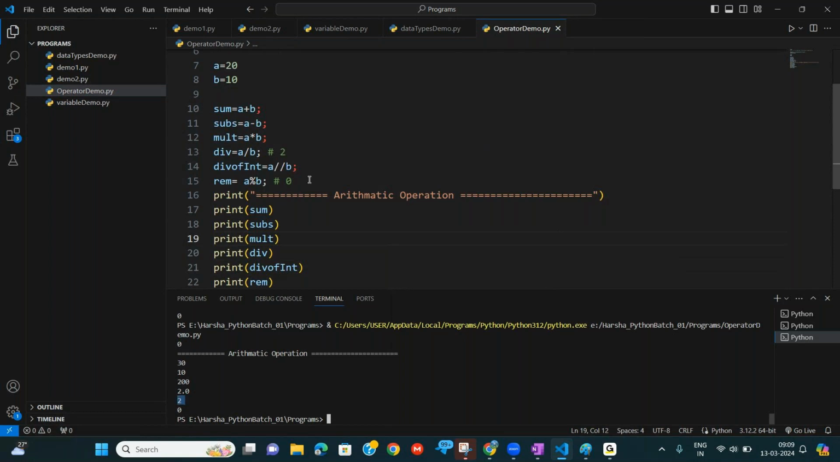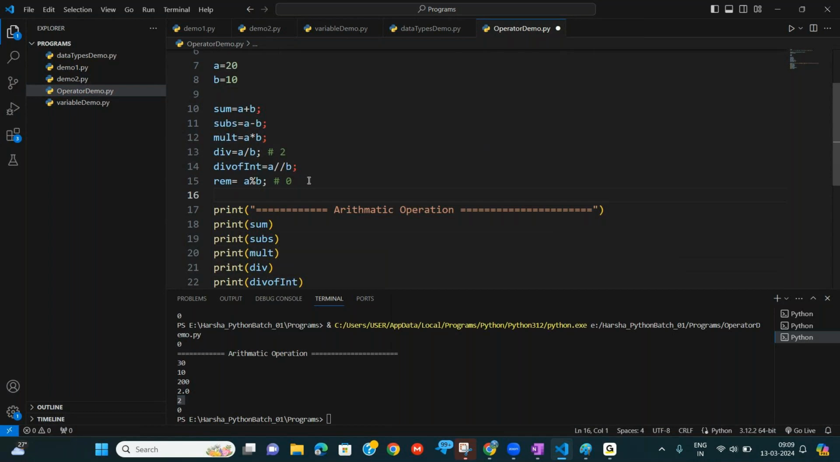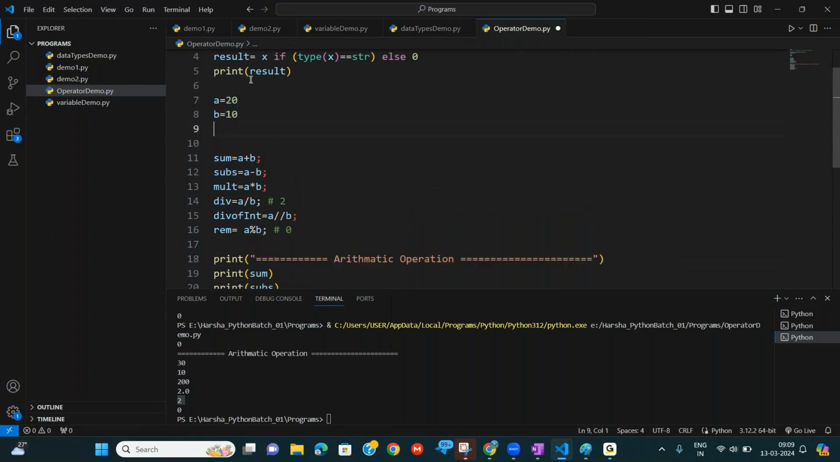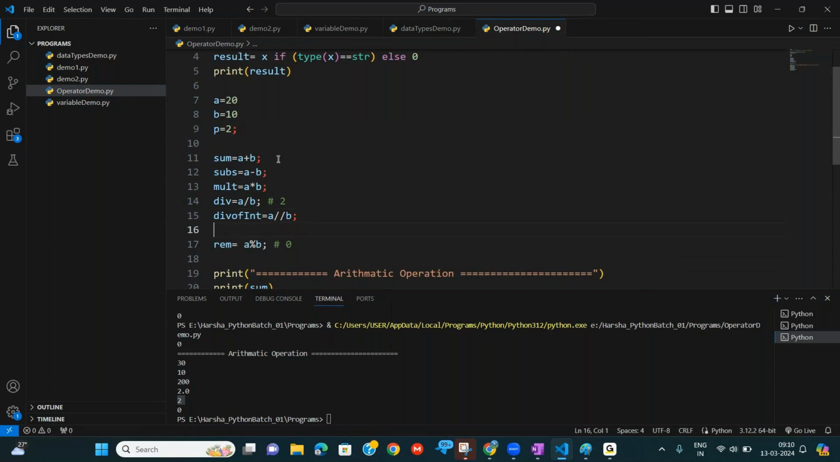And one thing also I have missed, that is the exponent. Suppose you have to get a power. Let's say I am writing p equal to 2. If I'm trying to find the value of 10 to the power 2, that means multiplying two tens, 10 into 10, right? So 10 power 2 means 100. So how can I write the exponent, the power of a number?